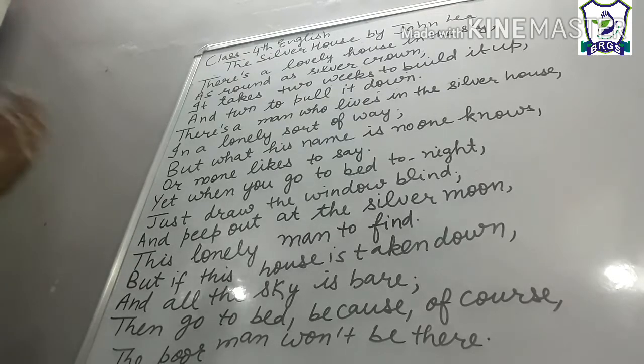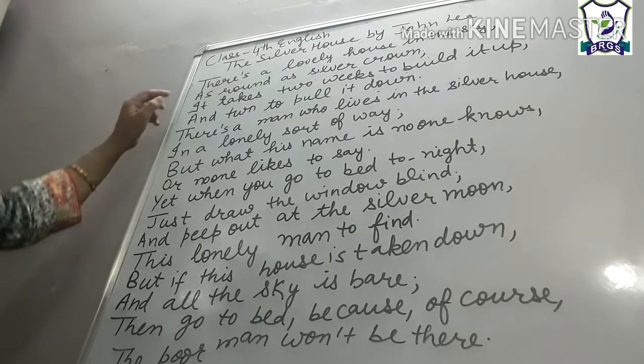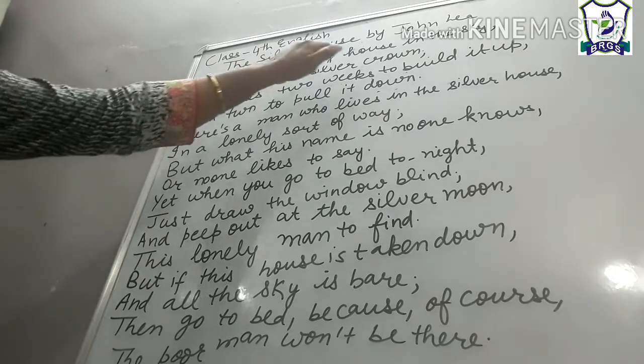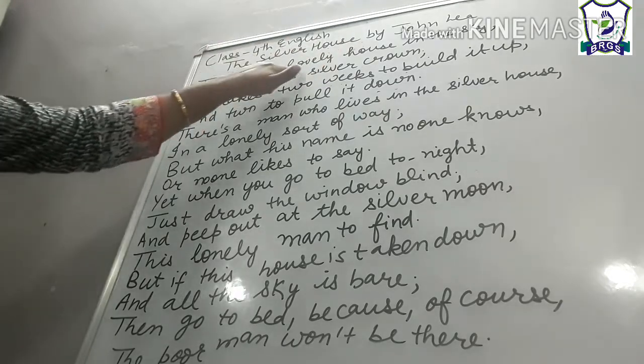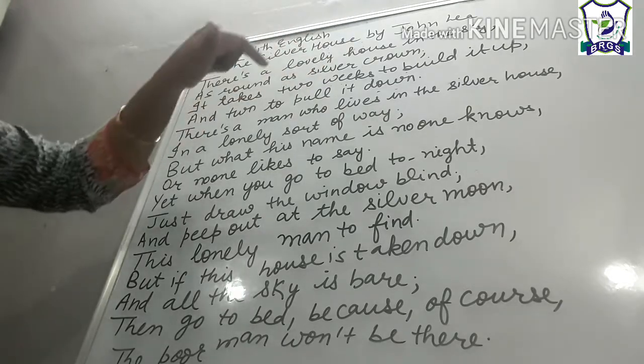So this is our poem. Now let us understand what the poet wants to say. There's a lovely house in the sky. Now here the poet is telling that there is a lovely house in the sky.